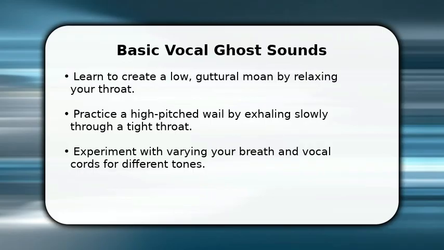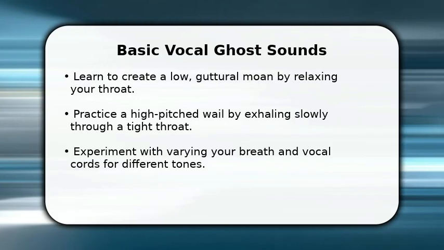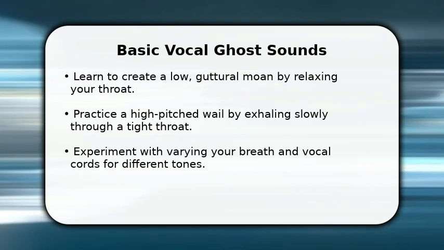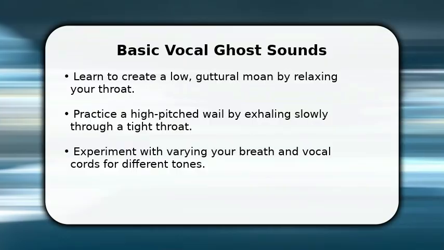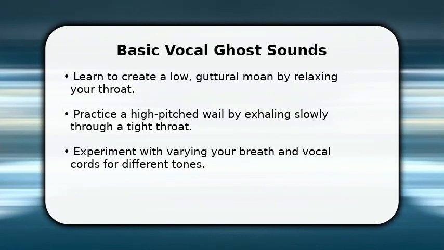Start by relaxing your throat and producing a low, guttural moan, almost like a deep sigh. Then, try a high-pitched wail by slowly exhaling through a slightly tightened throat. Experiment with varying your breath and vocal cord tension. You can achieve many different tones, from a soft whisper to a piercing shriek, just by adjusting these simple elements. Practice these for about 5 minutes.